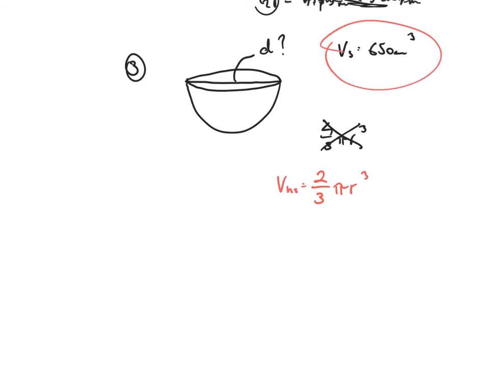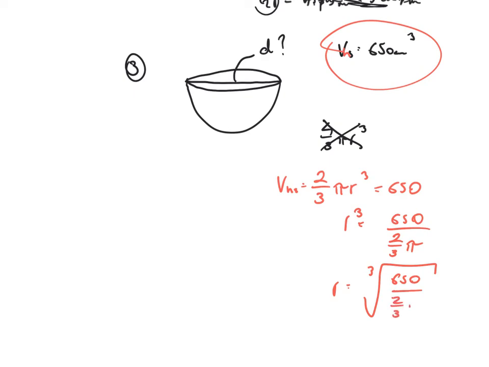Now I know that the volume of the hemisphere then is 650, so that's equal to 650. I'm now going to gather the 2/3 pi, which is multiplying the r cubed, bring that down and divide. So that's r cubed equals 650 over 2/3 pi. And then from r cubed down to r, that's taking the cube root, so it's the cube root of 650 over 2/3 pi. Enter into the calculator. Okay, to 2 decimal places, that'll give me 6.77 millimeters.